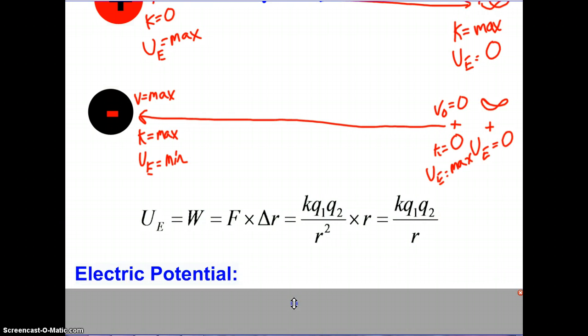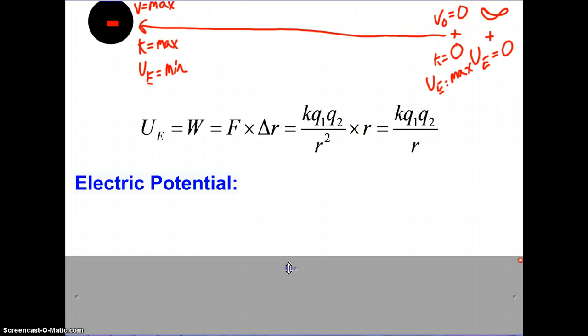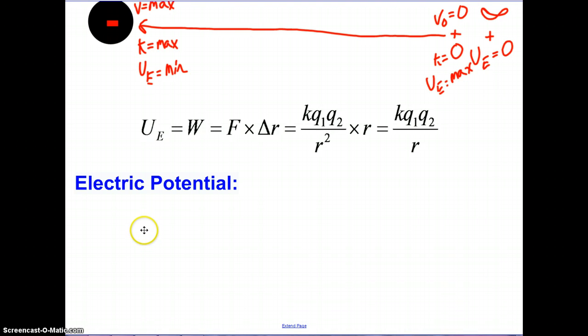All right, let's next take a look at electric potential. Electric potential is the work done per unit charge to move a charge from one location to another. And as we look at this equation, the symbol for electric potential is V, capital V, which is equal to the work done per unit charge, which is equal to the electric potential energy per unit charge.